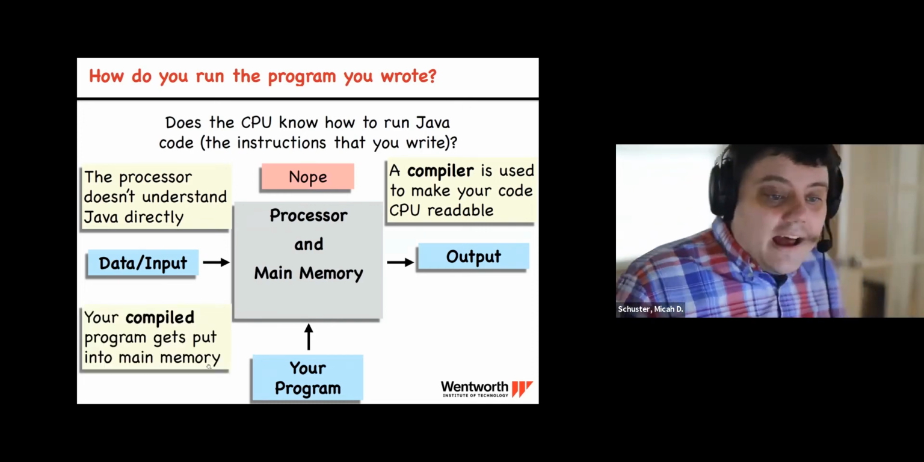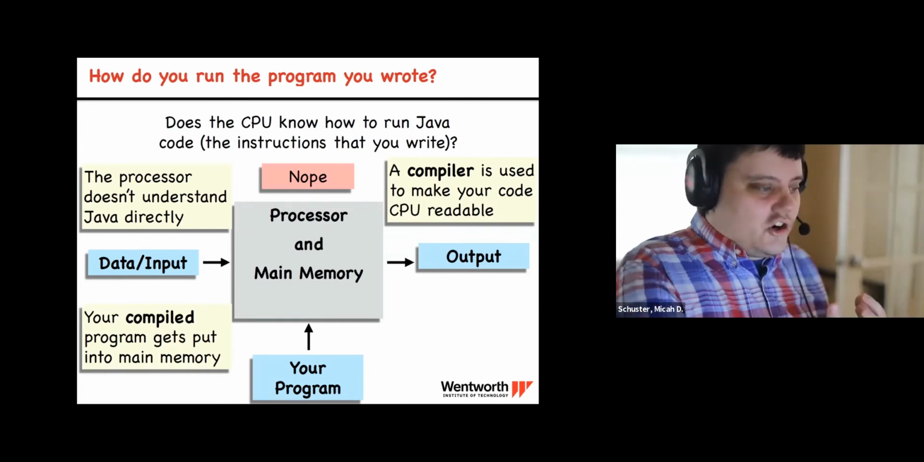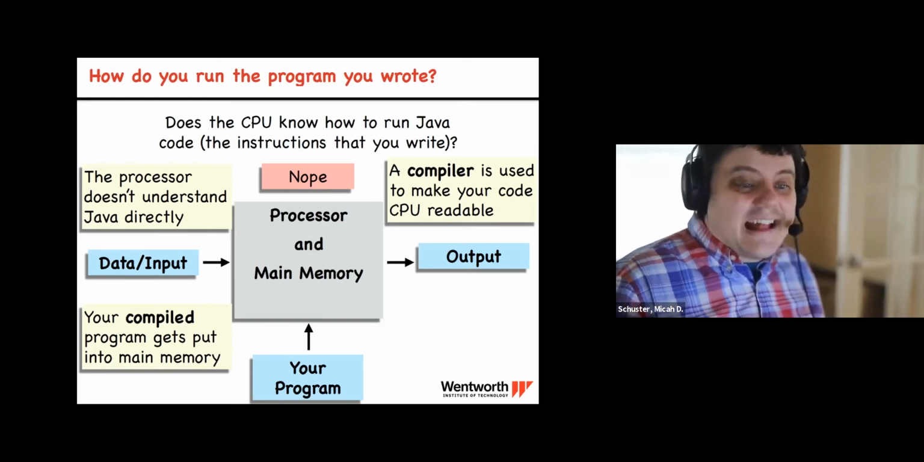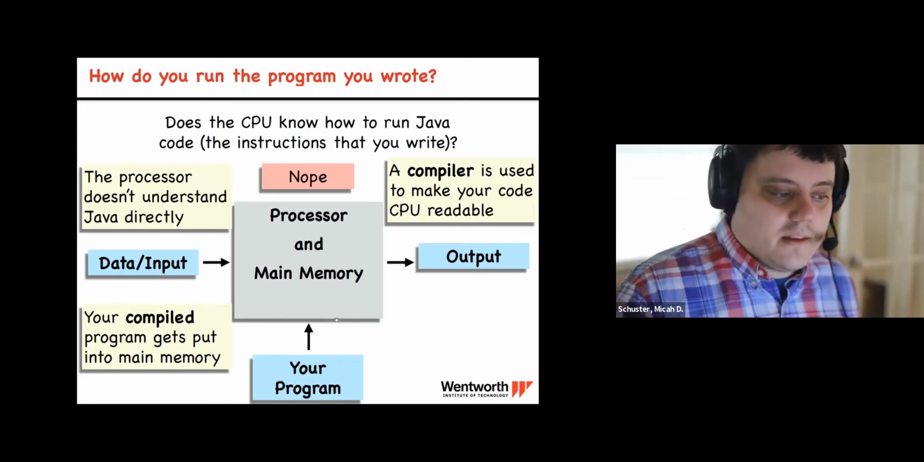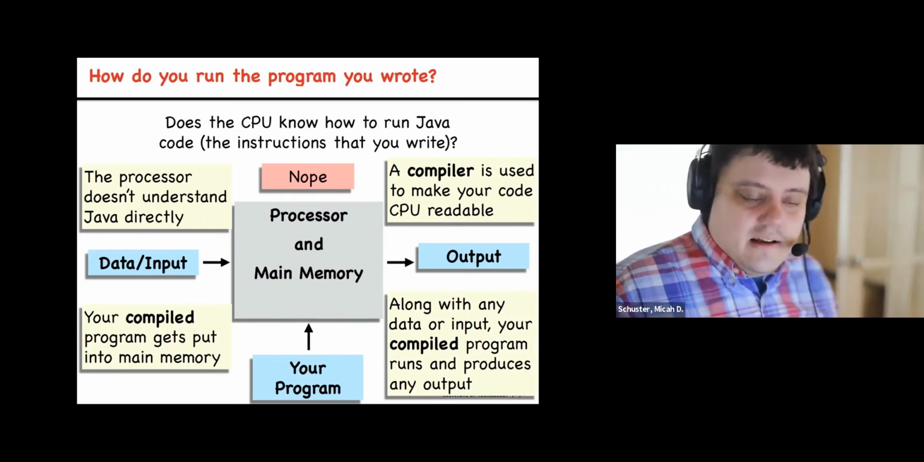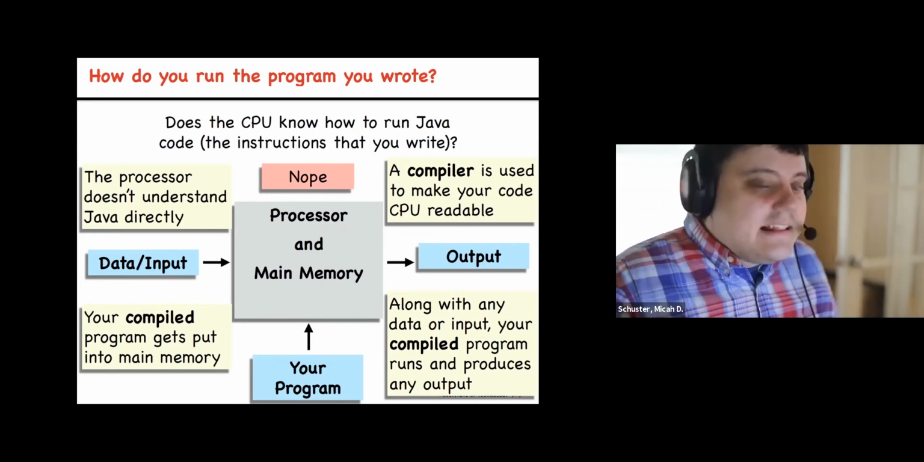So your compiled program, where you take your sort of English written code and turn it into something that the CPU can read, that's the compiled program. That's what gets put in main memory. And then your program runs with whatever data and input and whatever you need. And then you get your output. So there's this process that any language has to go through.